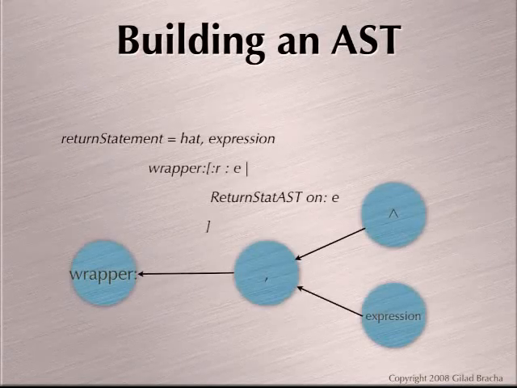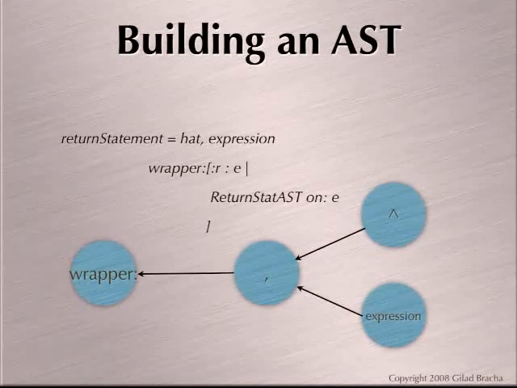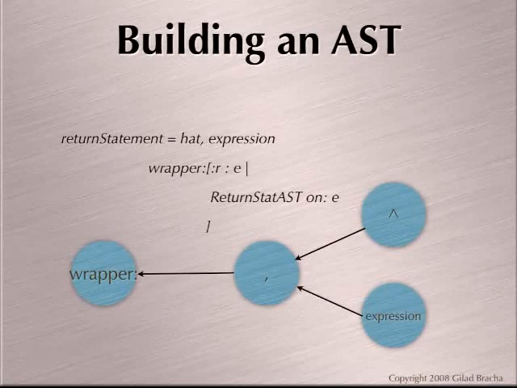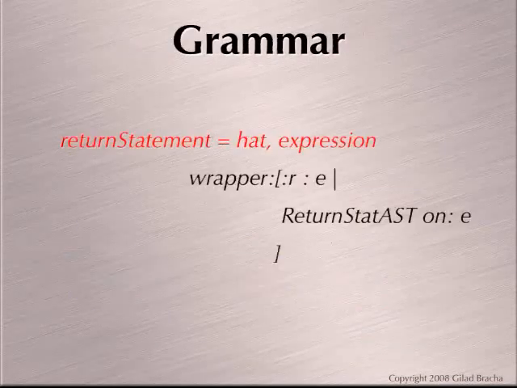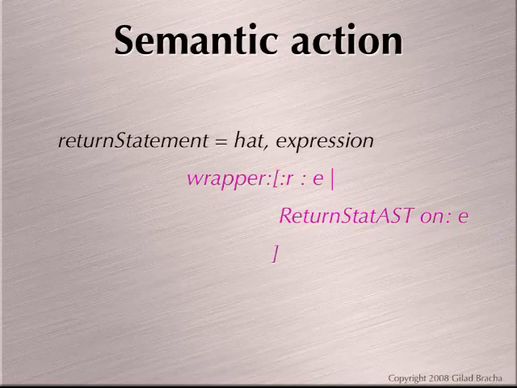So the tree structure looks like this. This was our original sequence of hat and an expression. And here's the wrapper. And the net result is I'll build a return statement AST. And because the grammar is all self-referential, all the other productions that I'm referencing here will also be giving me ASTs, and they all compose automatically and nicely. So we can see we've got grammar here, semantic action here.